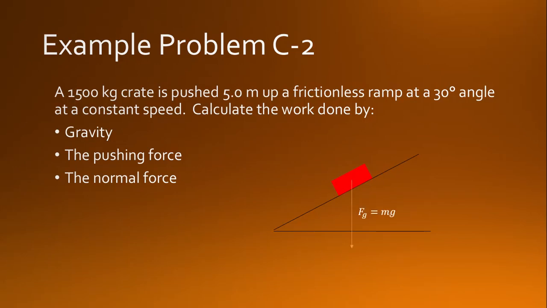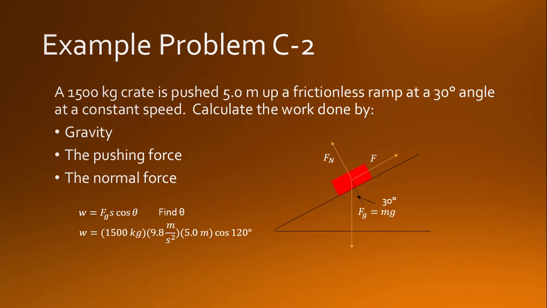So if we look at the forces, we have weight pulling down, we have the pushing force, which we're going to call F, pushing up, and we have the normal force perpendicular to the ramp. And I want to figure out the work done by all three of these forces. So let's first of all find the work done by the gravitational force. Work done by gravitational force is whatever the gravitational force is times the displacement times the cosine of the angle between them. So we need to find theta. If that angle is 30 degrees here, and this whole angle here is 90 degrees, I'm pushing up the ramp, then the angle between S and F has to be 120 degrees.